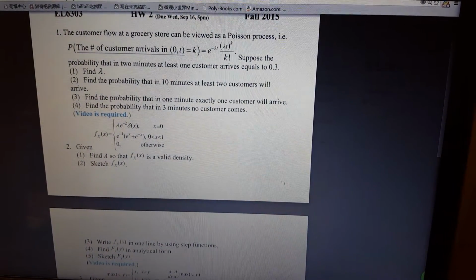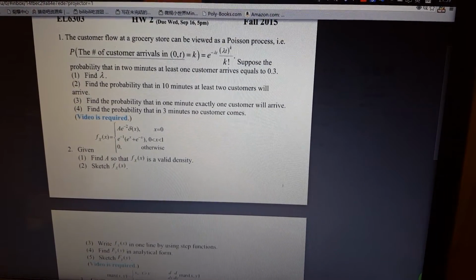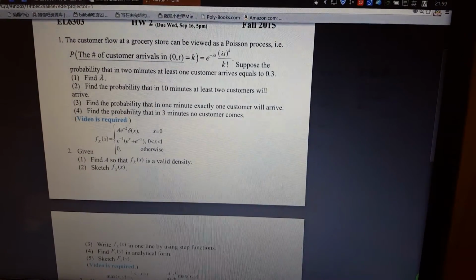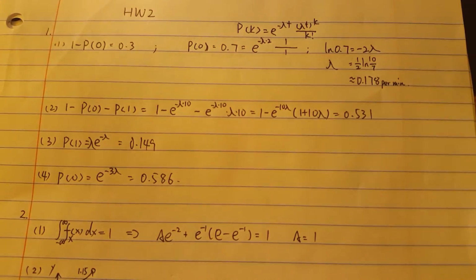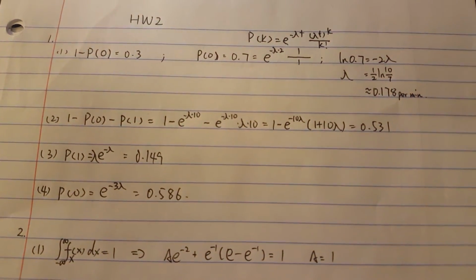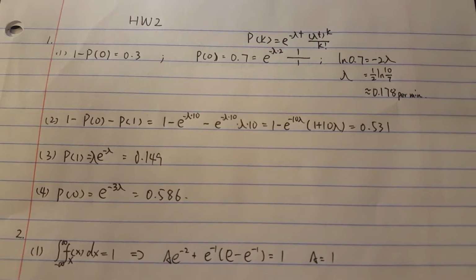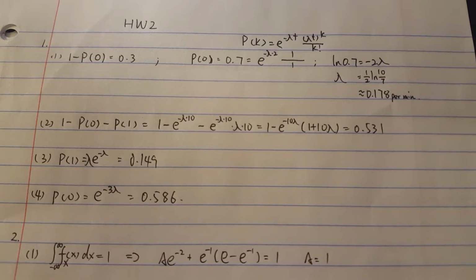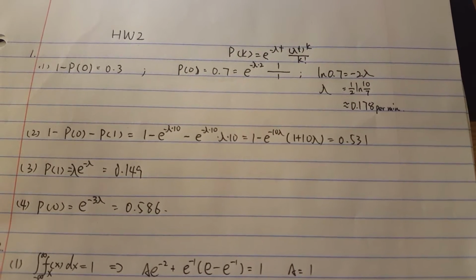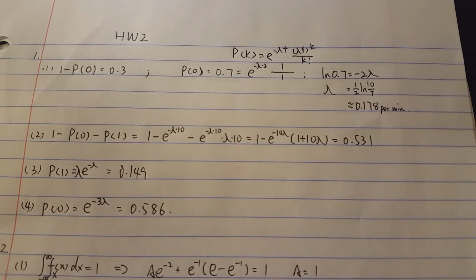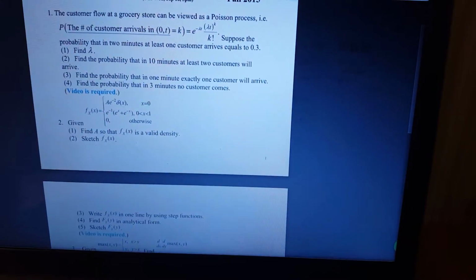And the second question is to find the probability that in 10 minutes at least 2 customers will arrive. Also we find its opposite event: in 10 minutes 1 customer or no customers will arrive. So we can similarly get the equation: the probability is equal to 1 minus probability of 0 minus probability of 1. From the Poisson formula, the probability is about 0.531.